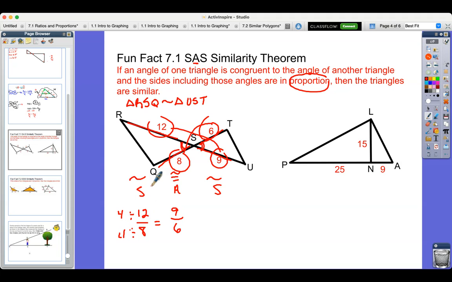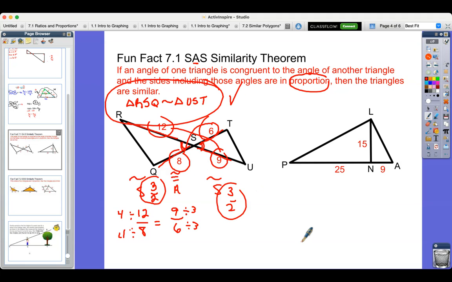This ratio will be 3 over 2. Good. Over here, we're going to reduce by 3. We get 3 over 2. We keep the same scale factor, so we are good. They are proportional, so we can go ahead and verify this to be true. That is true right there.